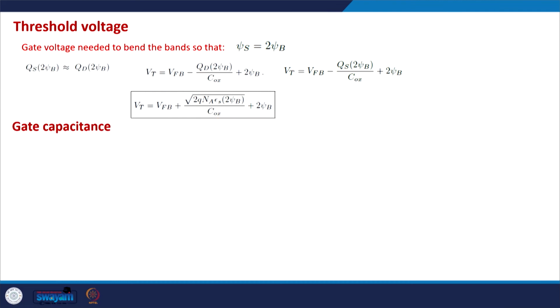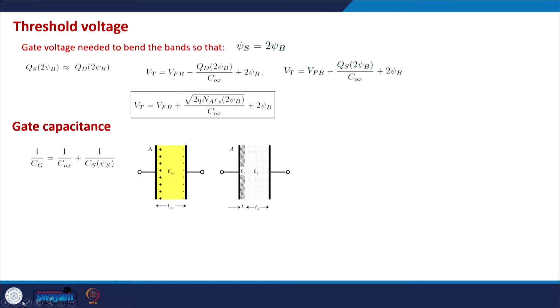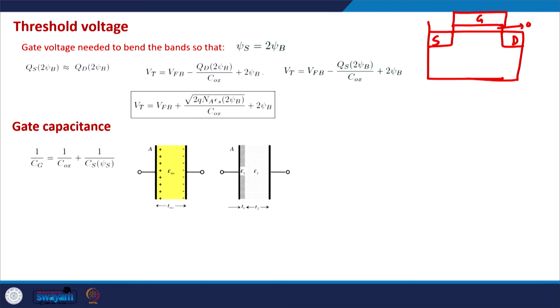Let us quickly try to understand another important topic, that is the gate capacitance. The gate capacitance is essentially the capacitance as seen from the gate terminal, and as we know, a MOSFET also has a capacitive element. So, this is the gate terminal, this is the oxide, and this is the semiconductor. In the semiconductor, what we have seen is that the charge changes as a function of the applied voltage.